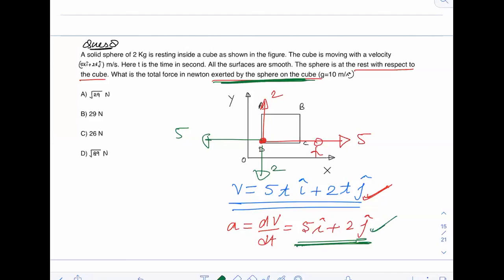If it is having an acceleration, there has to be a force. So this force is actually exerted by the cube on a sphere. Now, what is the question asked to me? The force exerted by sphere on cube. So for that, I have to go to the third law now. The force that sphere exerts on the cube will be in opposite direction. Fine. So I'm having 5 here and 2 here.